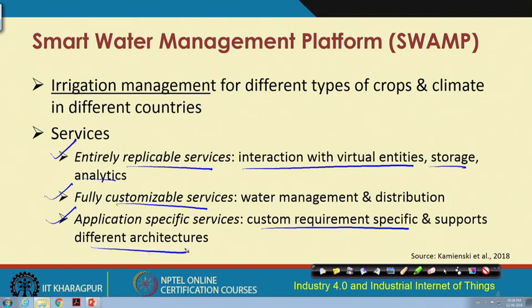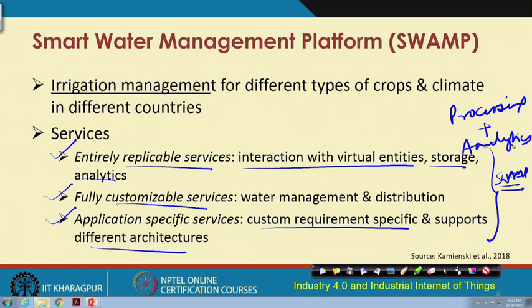These are the different types of services that this work by Kamienski et al., a very recent work, talks about, and this is part of the SWAMP architecture. As we can see, processing and analytics for precision agriculture is emphasized through these different works.